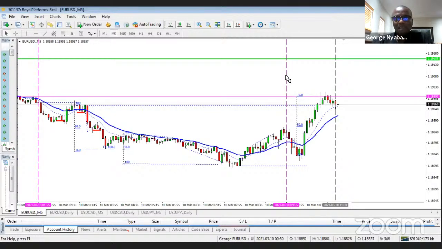And I've also just marked here the open of the European session, which is at 10 o'clock my time, 8 o'clock GMT. Now, what you notice, what I've marked here is 9:55. It's just 5 minutes before the open. Kind of just mark it.